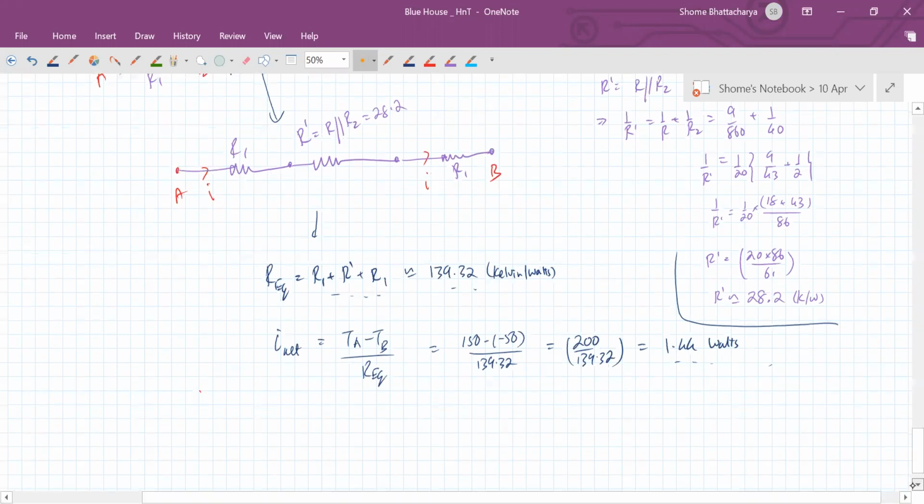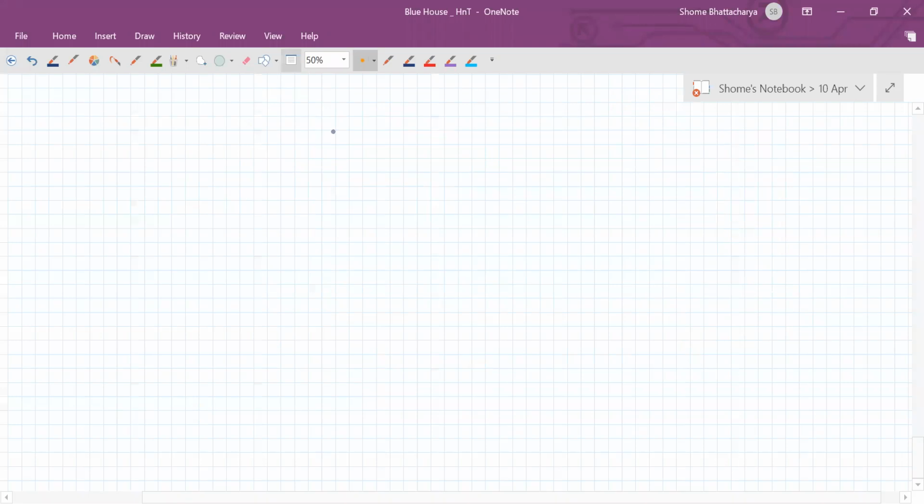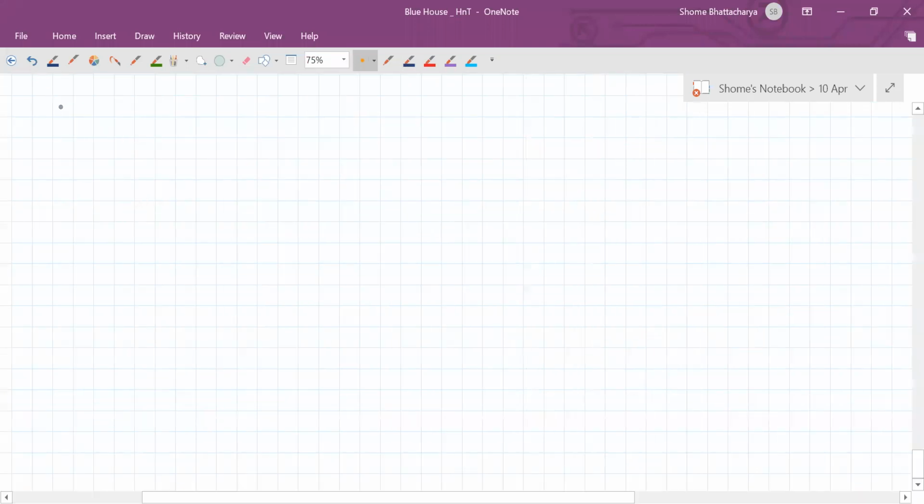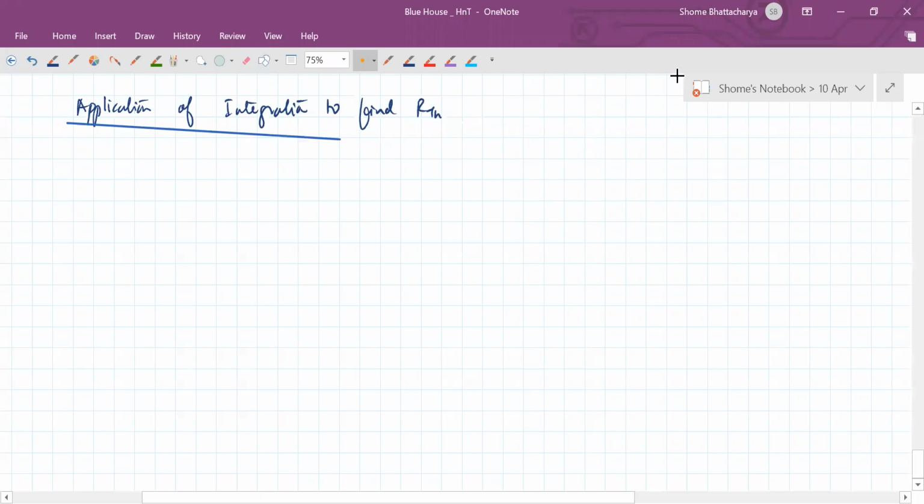Now we'll come back to the integration examples that we were doing earlier. So next thing is, if you have to apply integration, so in what situation we have to apply integration? Let's understand that first.